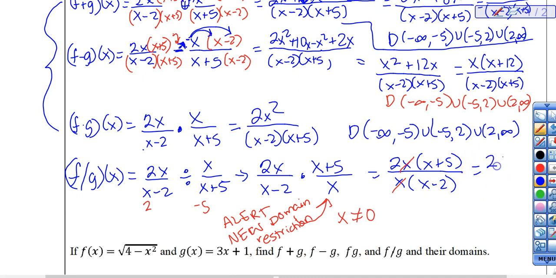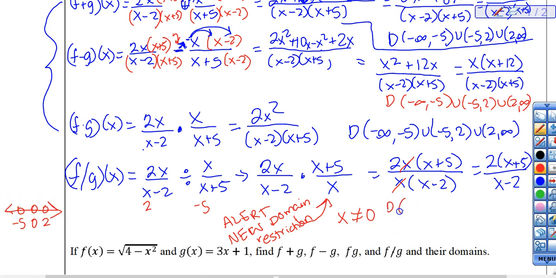So we have 2 over x plus 5 all over x minus 2. But I have my new domain restriction. So I got to get it in there. So remember what our graph was originally? We had an opening at -5, and we had an opening at 2. And now we have an opening at 0. So now we have 4 sections of the number line.